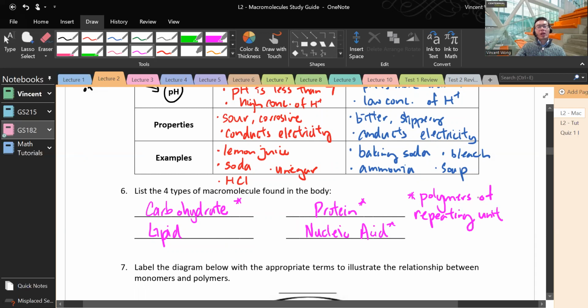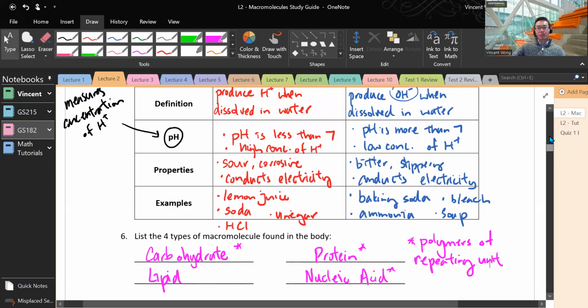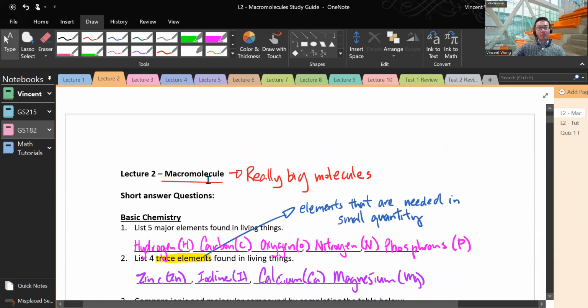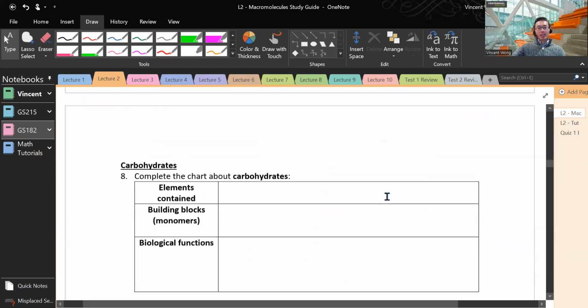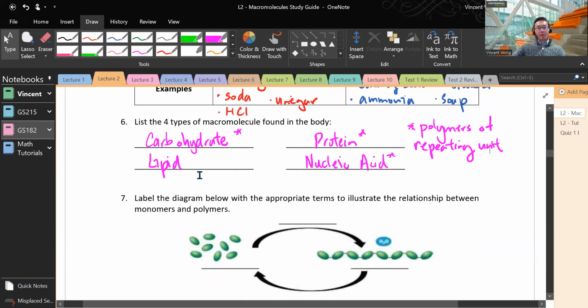Okay, they are like the train, right? Many, many carts linked together. Lipid, on the other hand, is not made of repeating units, but rather has various components to it. Arthur asked, what's a macromolecule? At the beginning, we said macromolecules are really big molecules. Okay, literally that's what it means, right? Very big molecules. So in the body, there are 4 key, very big molecules, and they are here. All right.